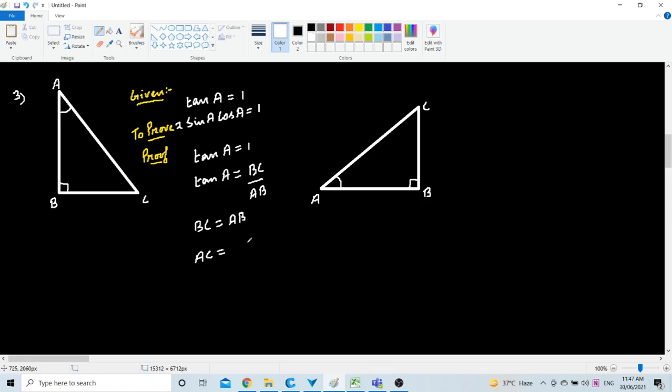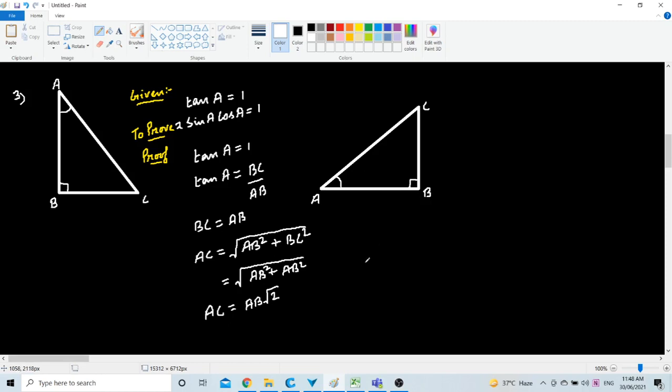Right. Now how can we find out AC? This AC can be found as under root AB square plus BC square. Right. Now AB equals BC only. So what we can do is, it will be AB square plus AB square. That will be 2AB square. Finally, this will be AB root 2.